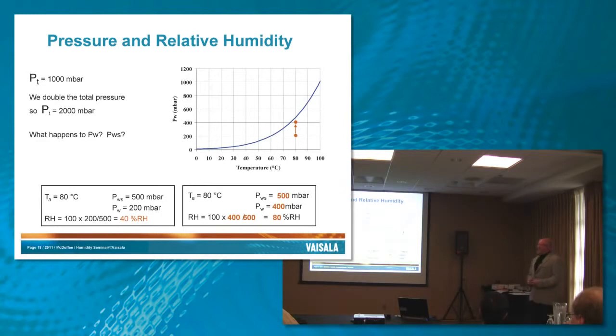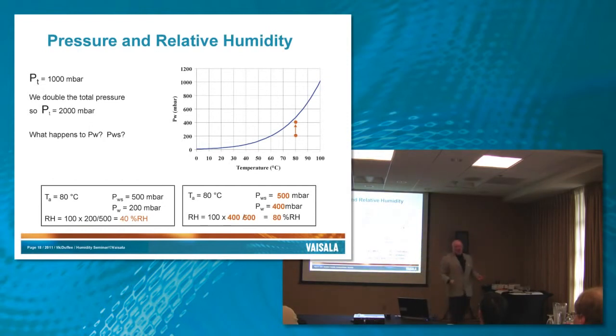So what happens to PW? It goes from 200 to 400. So PW is 400. PWS hasn't changed because we haven't changed the temperature, so PWS is still 500. So our RH went from 40% to 80%. And if we were to continue to increase the pressure, we would again reach saturation, and we would have condensation.